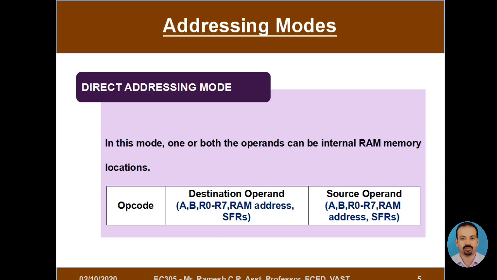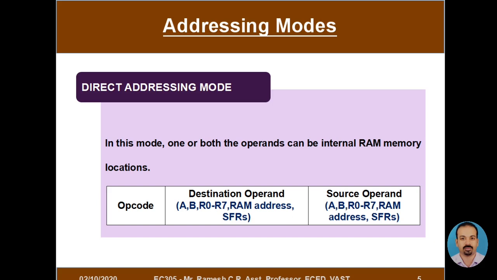So in direct addressing mode, the destination and the source operand can be the internal RAM address locations. That is, both the destination operand as well as the source operand can be RAM addresses, or one can be a register and the other can be the RAM address. That is, the destination can be a register and the source can be an internal RAM address, or vice versa, the destination operand can be an internal RAM address and the source operand can be a register.